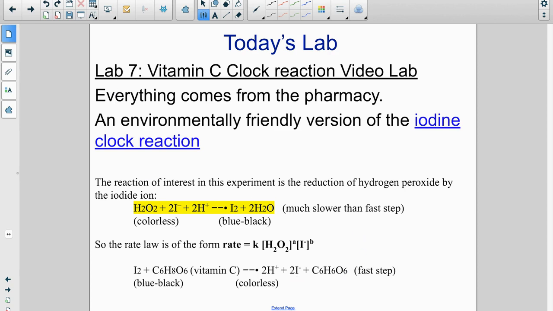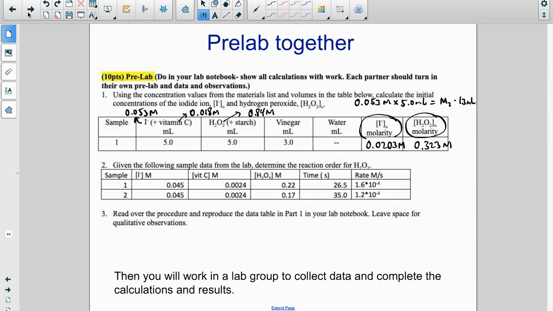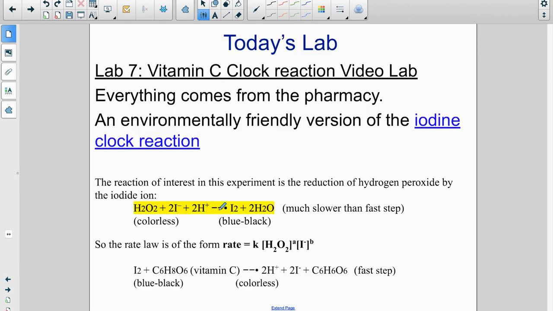I should mention this second step right here is much faster than this slower step. It can only work if this second step is faster. We can only do that rate estimation then.